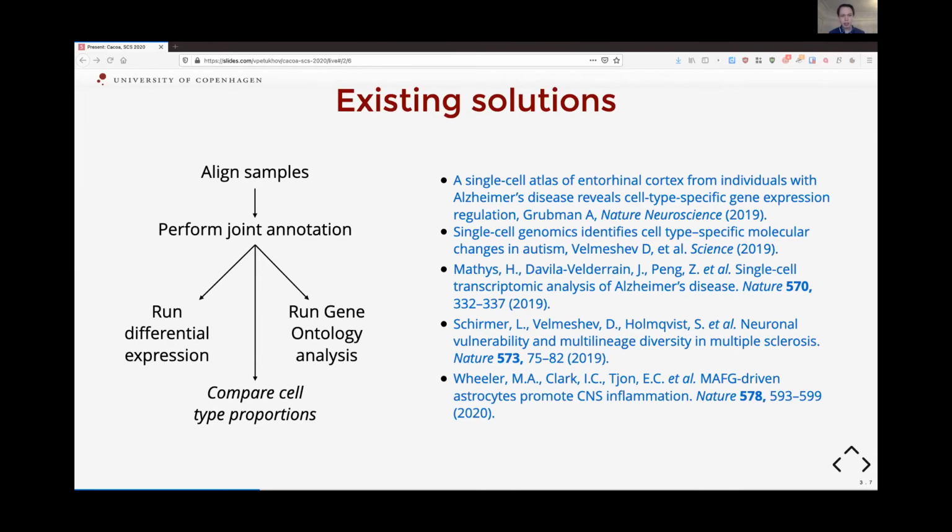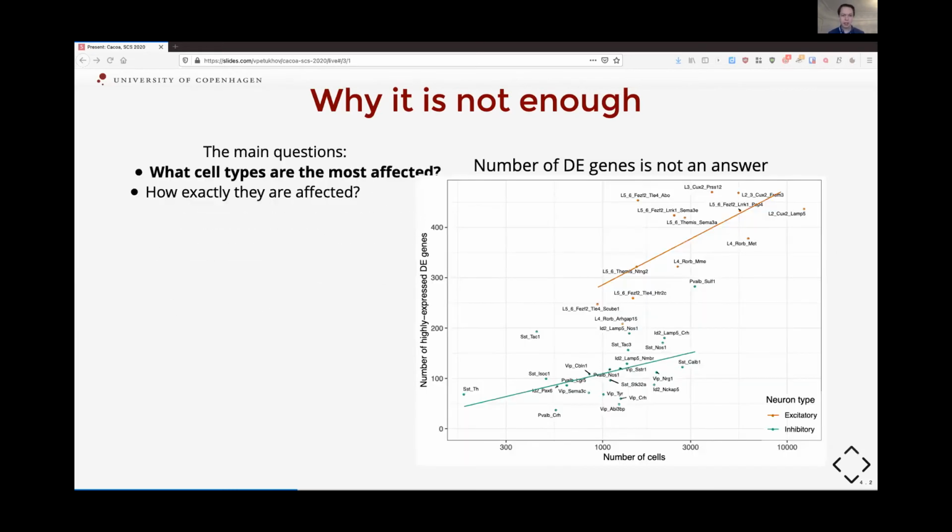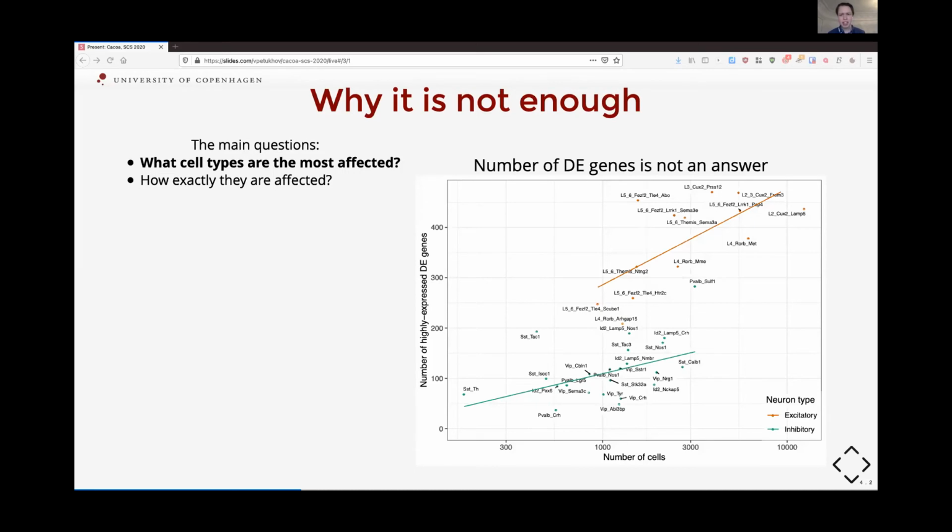My claim in this presentation is that it is actually not enough, because we have 2 main questions, which are what cell types are the most affected and how exactly are they affected. And this kind of analysis barely answers any of them.